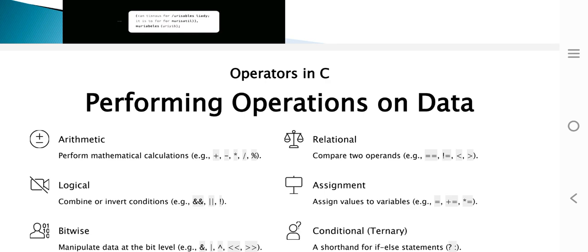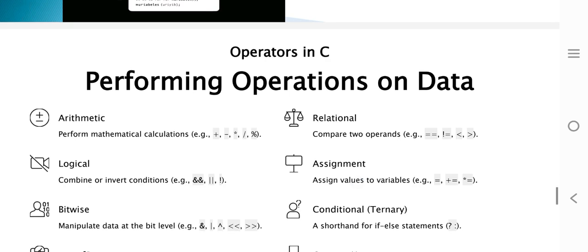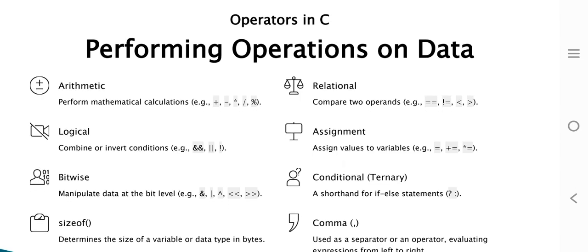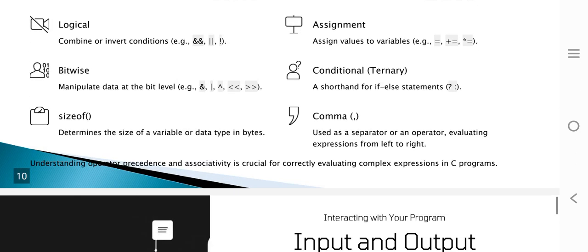So this slide explains the different operators used in the C language. They include arithmetic, relational, logical, assignment, bitwise, conditional, sizeof, and the comma operator. Operators allow us to perform operations on data, and understanding their precedence is important to evaluate any expression correctly. So finally, let us look at how the input and output operations are handled in C.